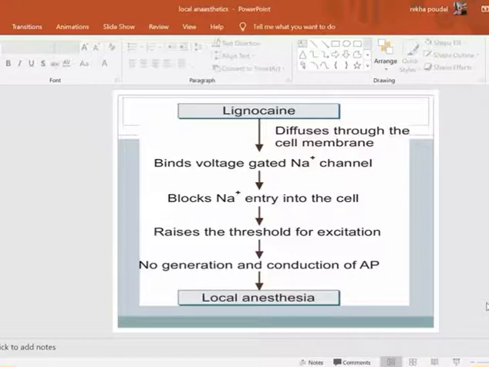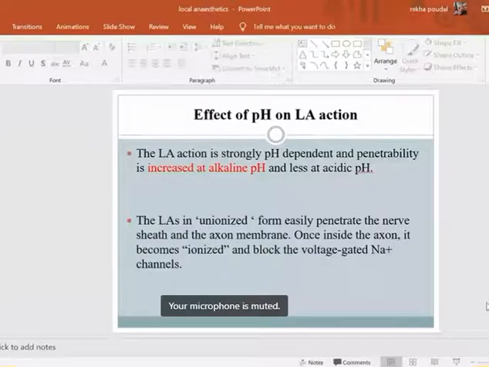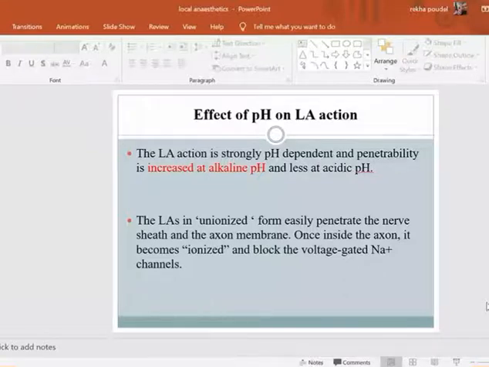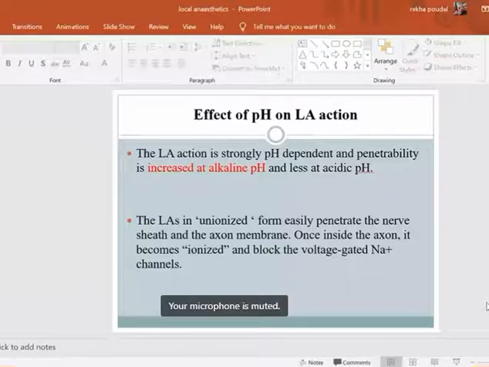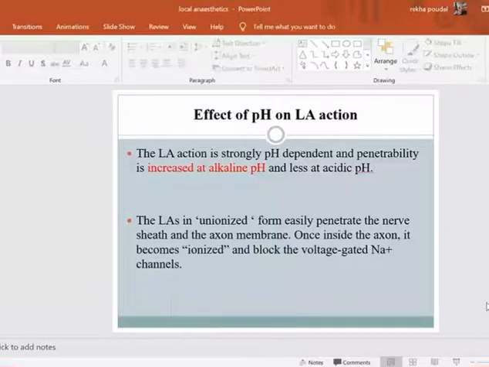So the main mechanism is it will block the voltage gated sodium channel and it does not allow the sodium to enter into the cells, so there will be no conduction of impulse in the CNS and it will provide local anesthetic effect. Local anesthetic action is strongly pH dependent. The penetrability is increased at alkaline pH and less at acidic pH. So local anesthetics have increased penetrability in the alkaline pH, whereas they can penetrate less in the acidic medium.